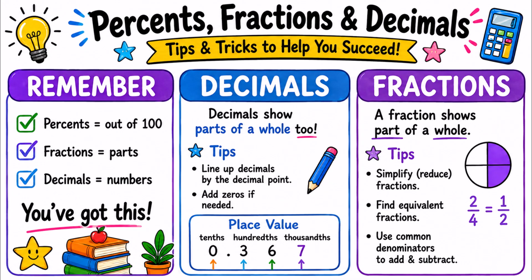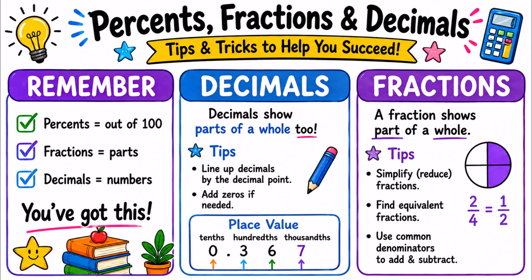In your memory. So let's remember, a percent means out of 100. A fraction shows part of a whole. A decimal is another way to write part of a whole. All three can represent the same value. So decimals. When working with decimals, line up the decimal points. Add zeros if needed. Remember the place values: tenths, hundredths, and thousandths.